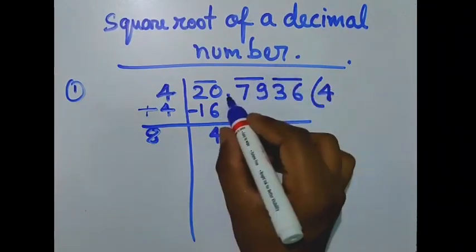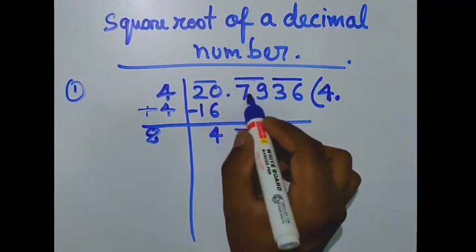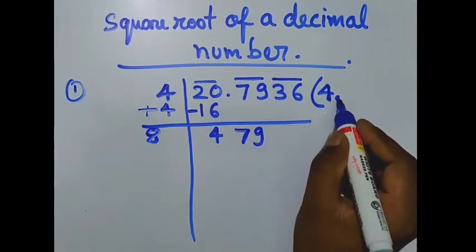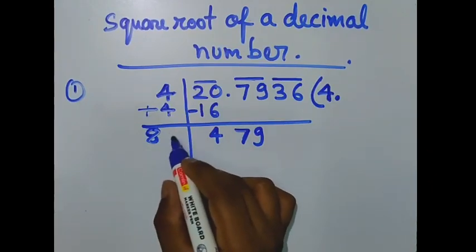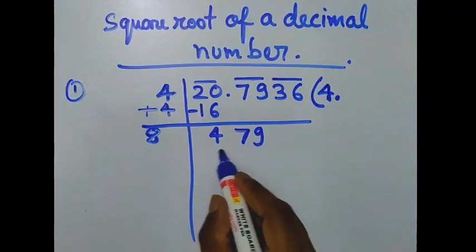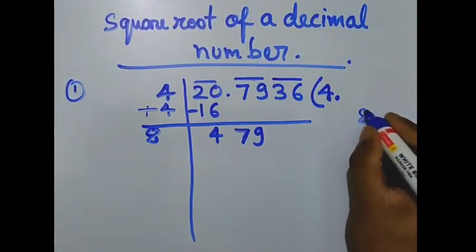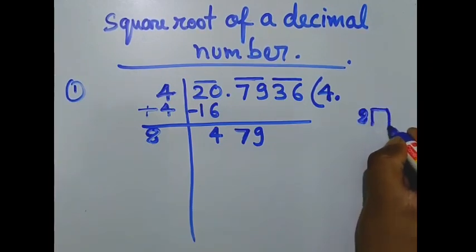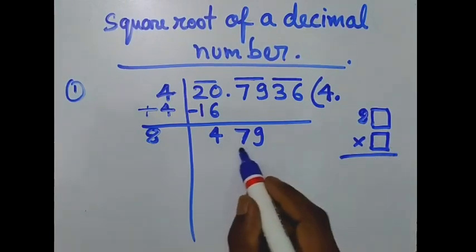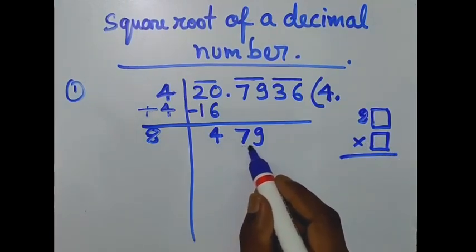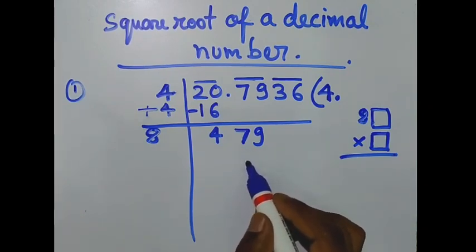Now just place the decimal point here, because you have divided the integral part. Now you are going to the decimal part. So put the decimal point here. And now what number will you take here and multiply the same to get this number? So if I write 8, what number times what will give you some number close to this or equal to this? Let's think.